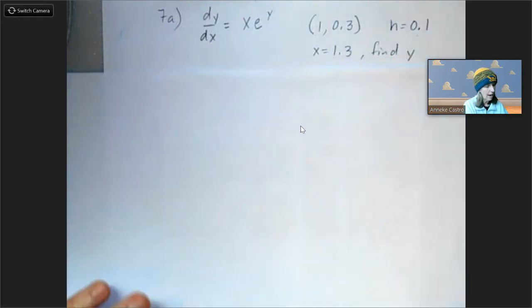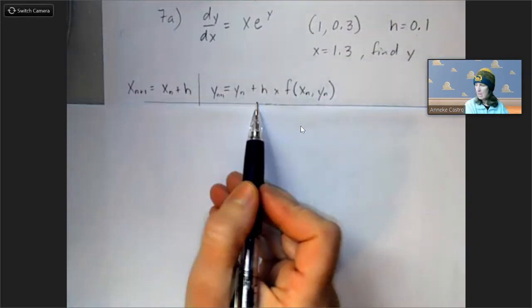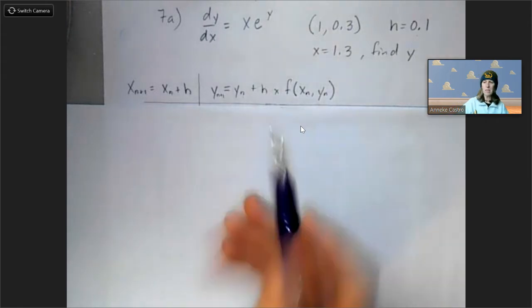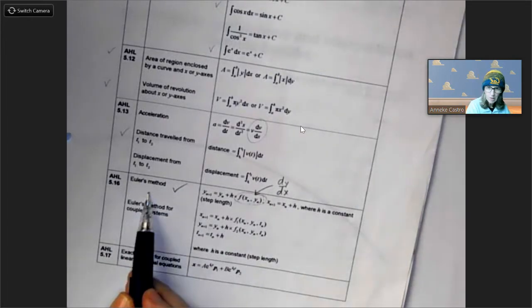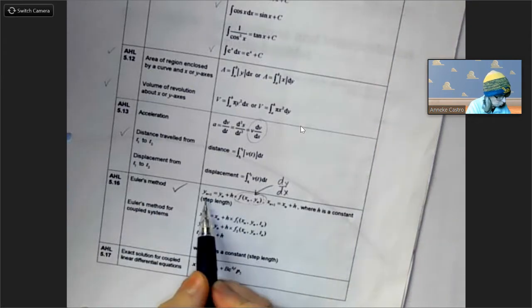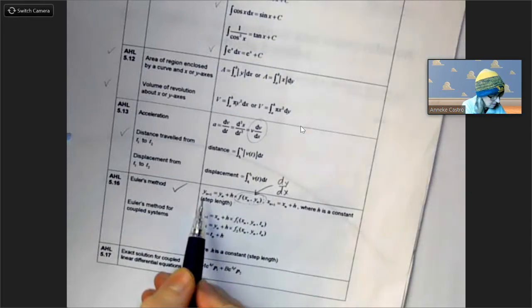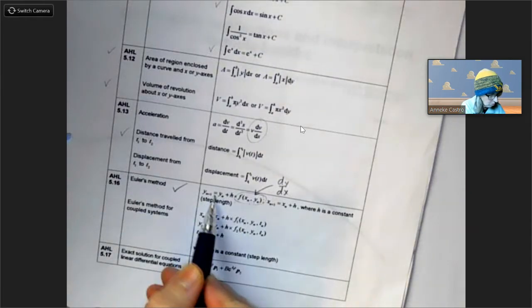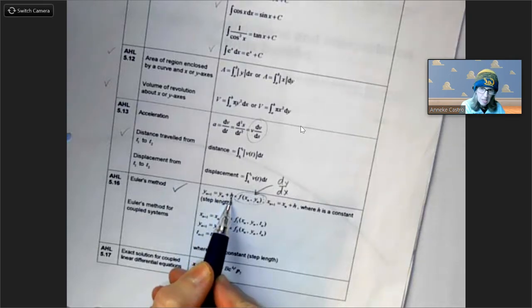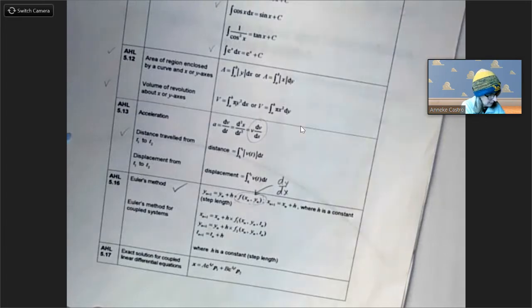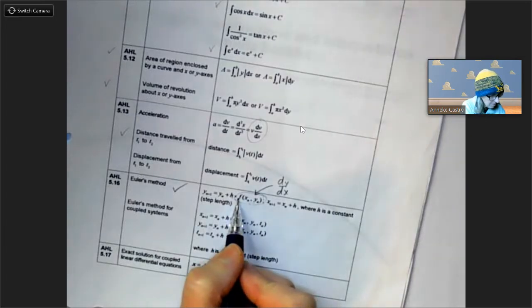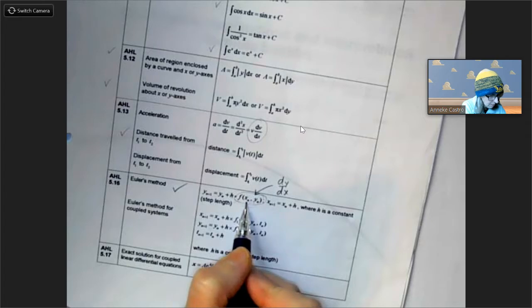So here's what happens. First of all, this equation is in your formula packet. In the formula packet, we have Euler's method right here, and it says y sub n plus 1 is equal to y sub n. So what does that mean? It means the next y value is equal to the prior y value plus h, that's the steps we're going to be taking, little steps, times the function of x sub n, y sub n.